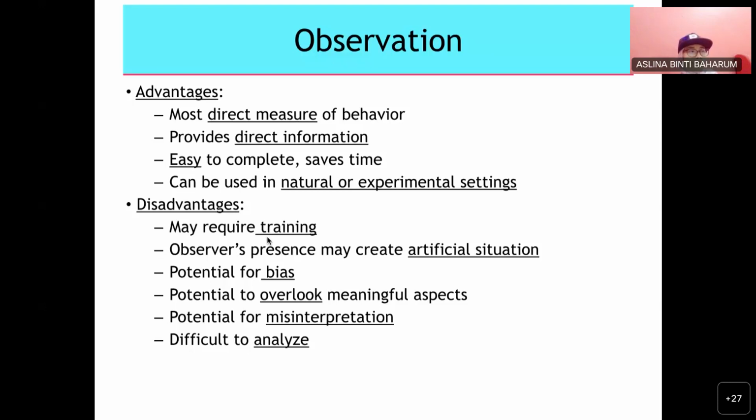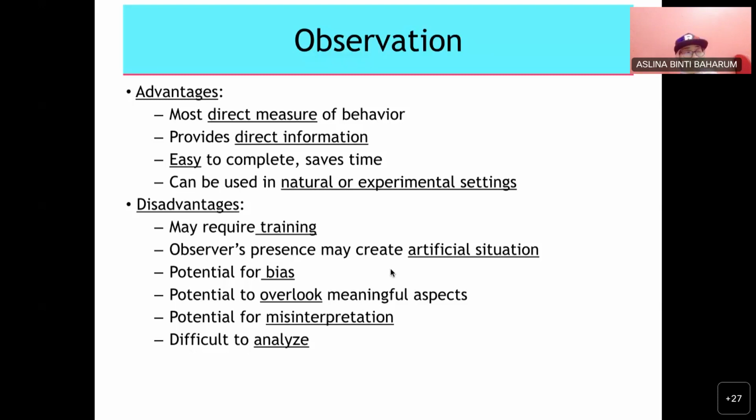One of your team may need training, because everyone needs to have the same mission and vision when you do observation. So you do it in a group, right? So you need to have a rehearsal or training first, so that everyone knows what to do when doing observation. Observer presence may create an artificial situation, because what you see and what others see and what I see could be different interpretation.